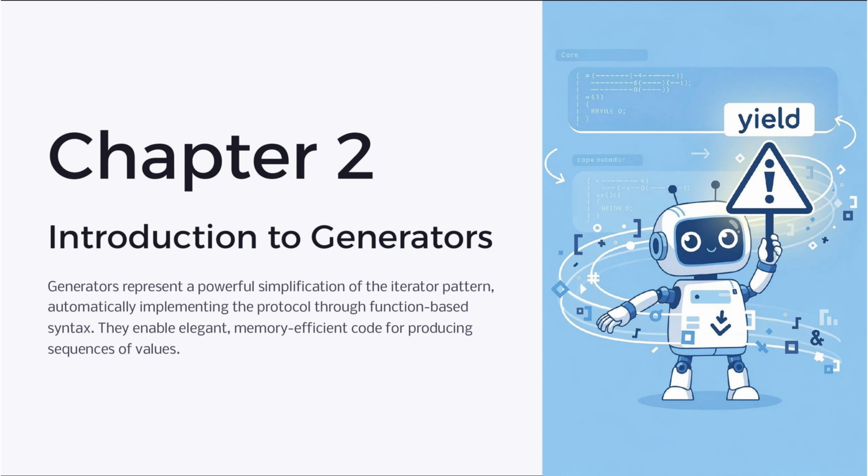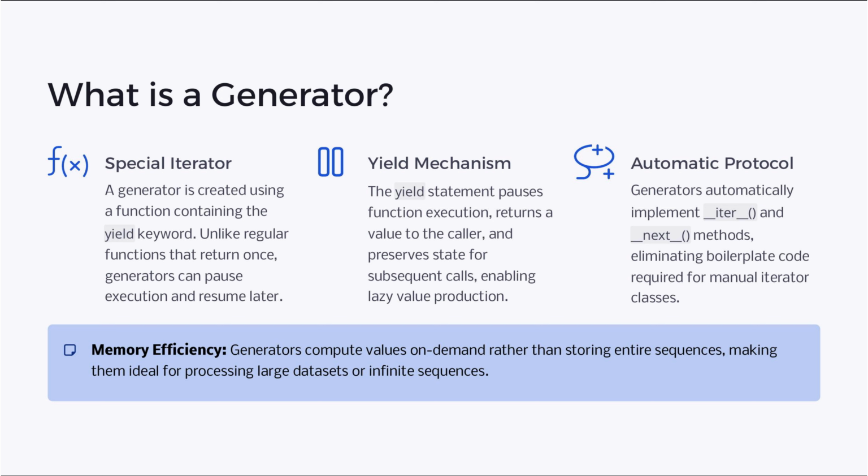Generators simplify the iterator pattern by using function-based syntax with the yield keyword. This allows them to pause and resume execution, producing values on demand. They automatically implement the iterator protocol, reducing boilerplate code and enhancing memory efficiency, making them ideal for handling large datasets or infinite sequences. Generators are special iterators, created with a function using the yield keyword.